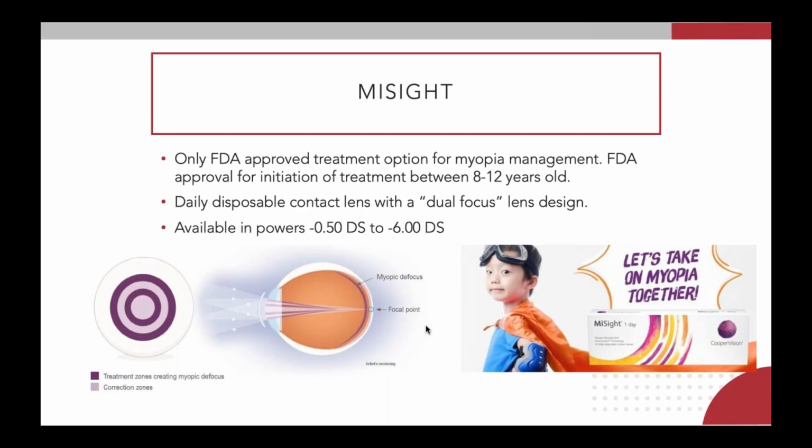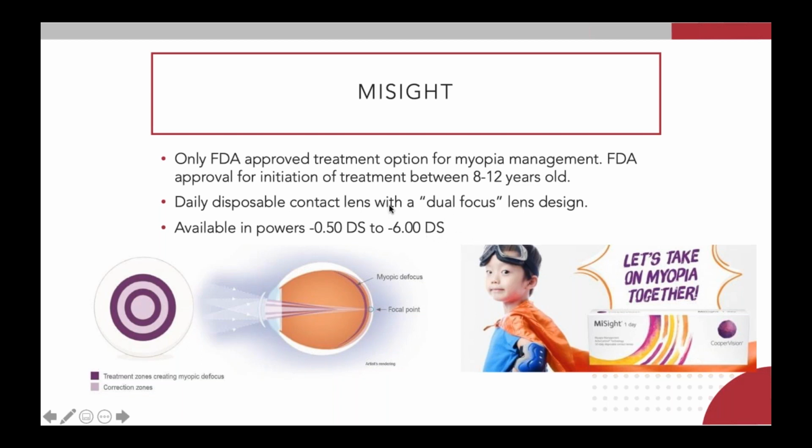So what is this lens? This is a daily disposable soft contact lens. So this is a soft contact lens that you put on in the morning and you throw out at the end of the day, okay? And it has a dual focus lens design, meaning it does two things. This lens will, one, correct your vision so that the patient will see clearly, and two, it'll create this myopia control effect by creating this myopic defocus on the retina, okay? So these are the powers that they're available in.